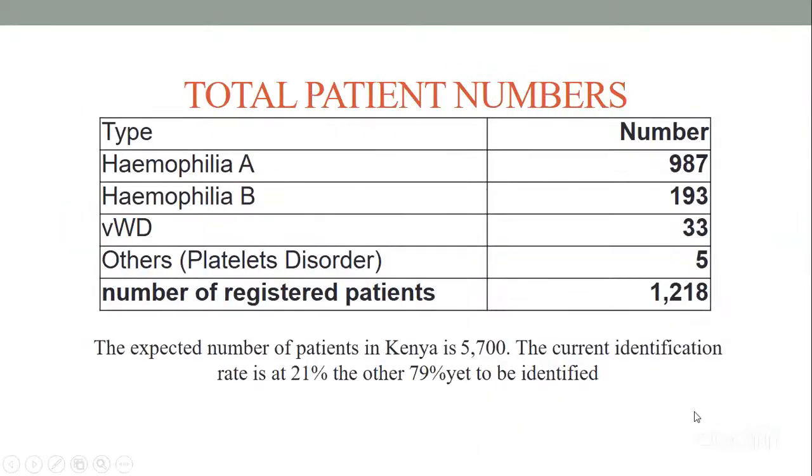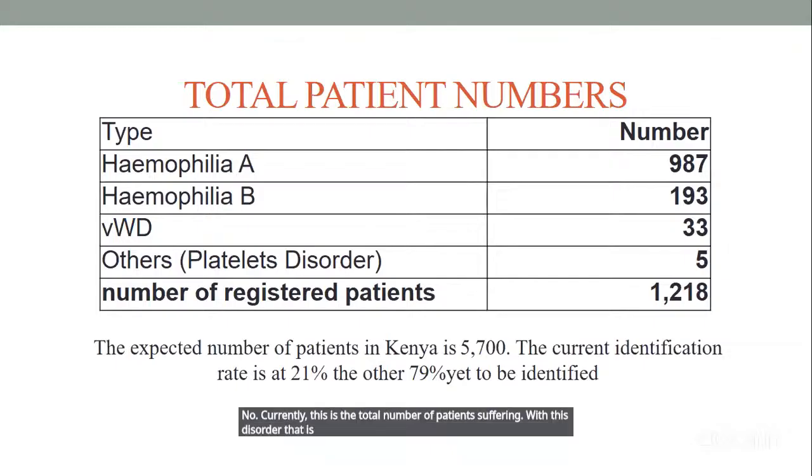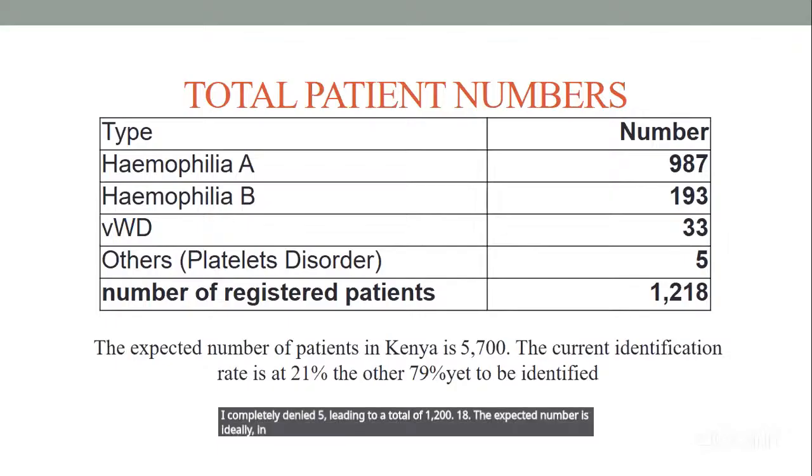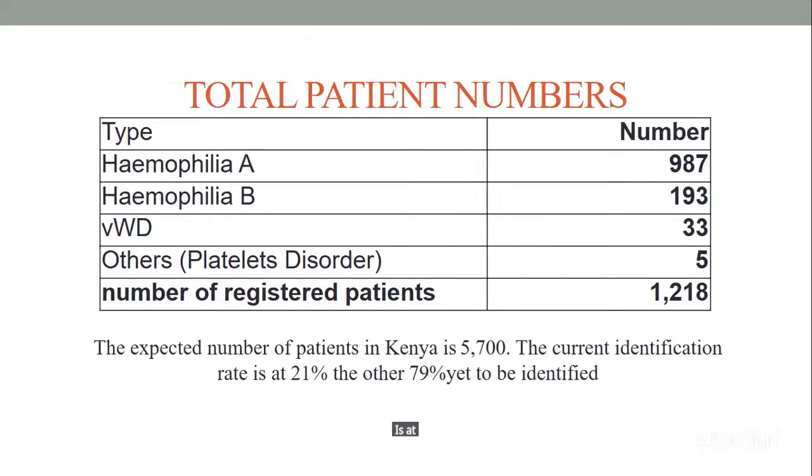Now, currently, this is the total number of patients suffering with this disorder called hemophilia. Hemophilia A is 987. Hemophilia B is 193. Von Willebrand factor disorder is 33. Other platelet disorders 5, leading to a total of 1,218. The expected number in Kenya is ideally 5,700. The current identification rate is 21%, and the other 79% are yet to be identified.